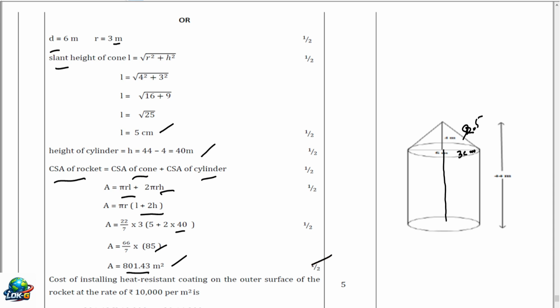Cost of installing will be 10,000 per square meter. For this much area you will get 80 lakhs 14,300 rupees. If you answer this, you will get full marks.